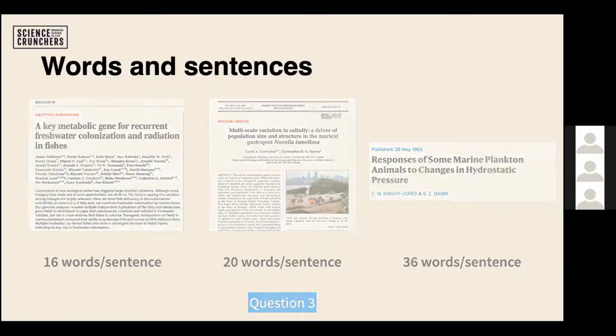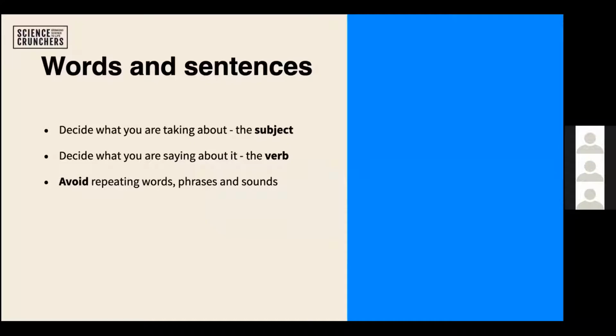So in terms of words and sentences, it's important that you know really well what you are going to talk about, and this is the subject. When you consider what the verb is, you have to know exactly what you are going to say about it. And something that is a common practice is to avoid repeating the same words in the same sentence, repeating the same phrases, or repeating the same idea in different phrases. And a third level would be to avoid repeating sounds within the same sentence, because for those who will be reading, it makes it a bit more complex.